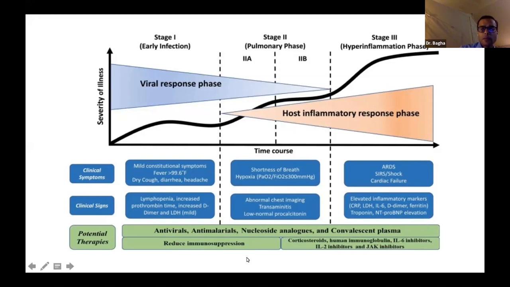The most important thing is to understand that because this is going to be a hyperinflammatory response, we need to reduce our immunosuppression, especially for our patients who are on transplant. The therapies that have been shown to work are our corticosteroids. The other therapies, the IL-6 inhibitors, the human immunoglobulins, and the IL-2 inhibitors, did not show any hard endpoint benefit in the trials.